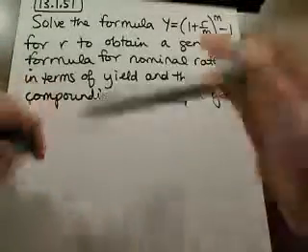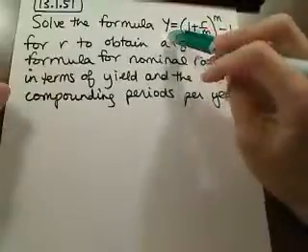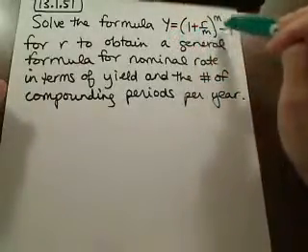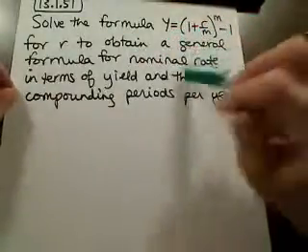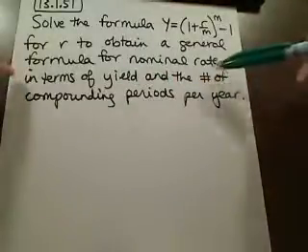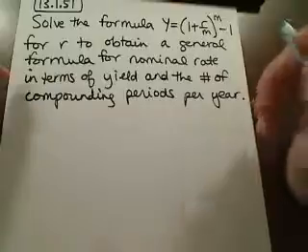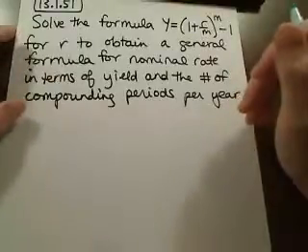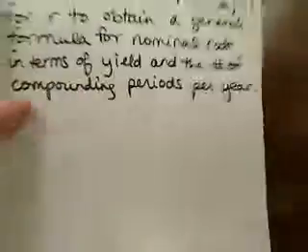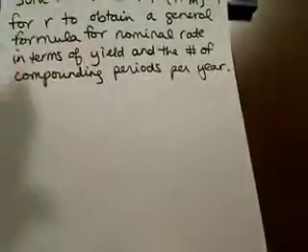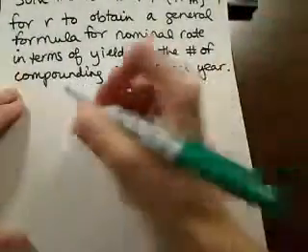All right, so this is 13.1.51. They're asking us to solve the formula y is equal to (1 plus r over m) to the mth minus 1 for r, to obtain a general formula for the nominal rate in terms of yield and the number of compoundings per year. Okay, all right, and so if we're solving for r, let me write the formula out here.